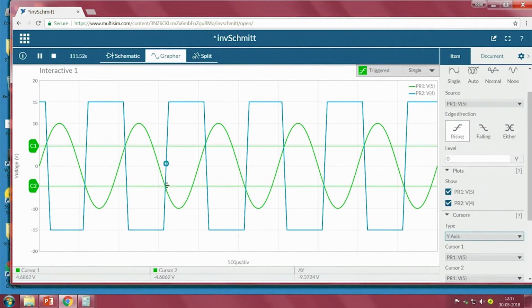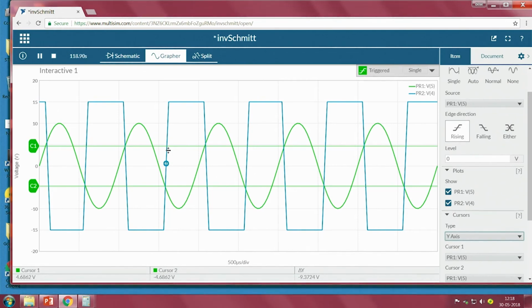So this is C1, and if you notice here, this C1 is nothing but our higher threshold value. We can clearly see that when the input voltage, this green color line, is greater than the C1 value, this higher threshold, the output is going to minus VCC. When the input is lower than C2, which is nothing but our lower threshold value, minus 4.68, the output is going to plus VCC.